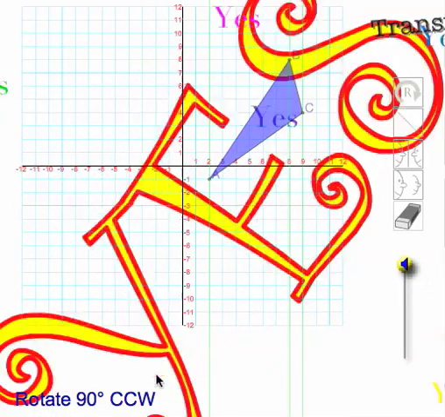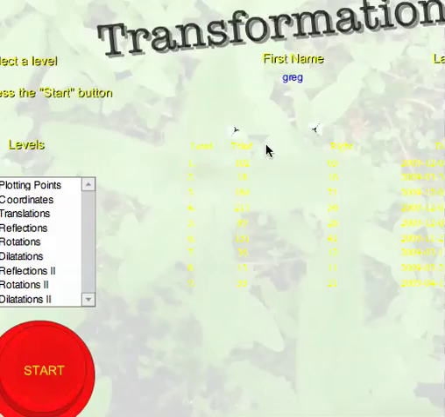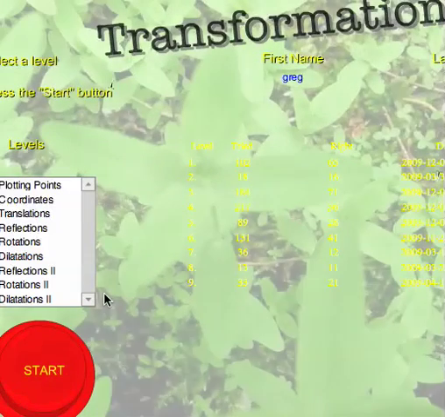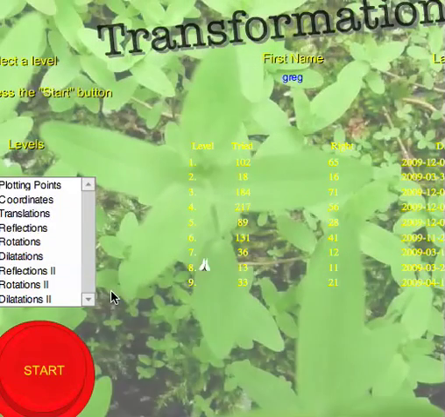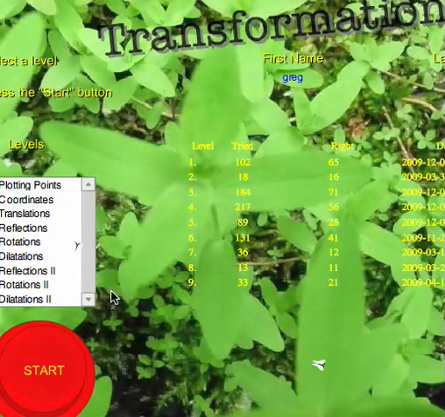Okay, 90 degrees counterclockwise. Well, it's kicked me out. Anyhow, so that's enough for rotations. I think I've given you enough examples. So good luck and have fun.